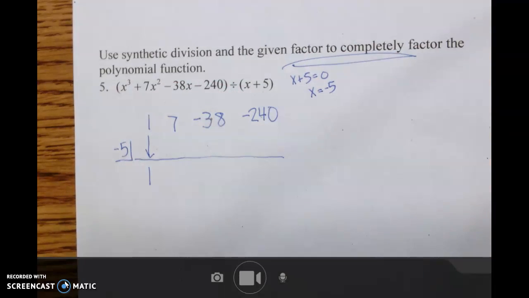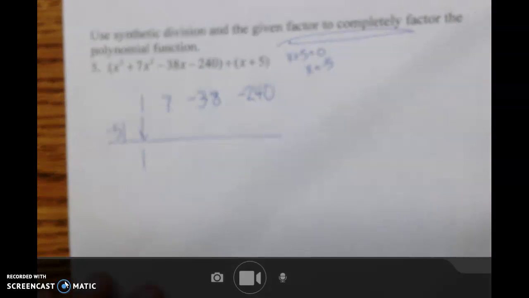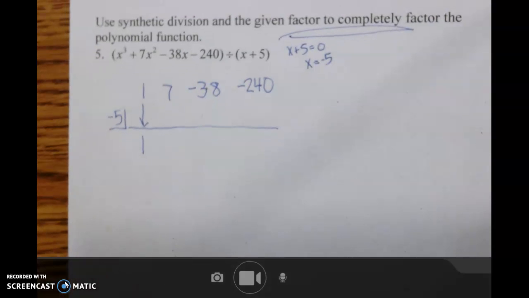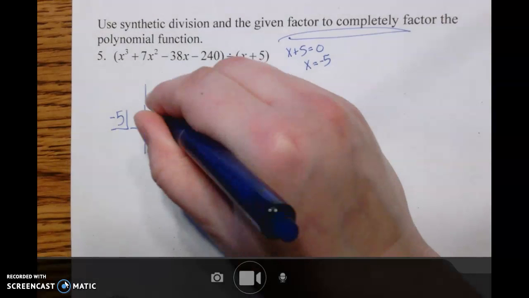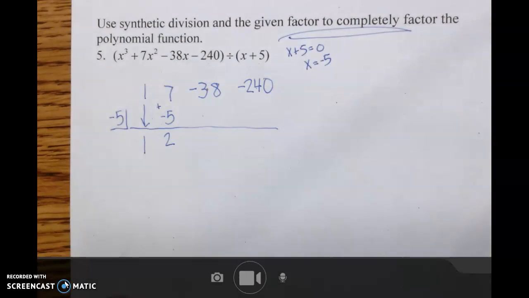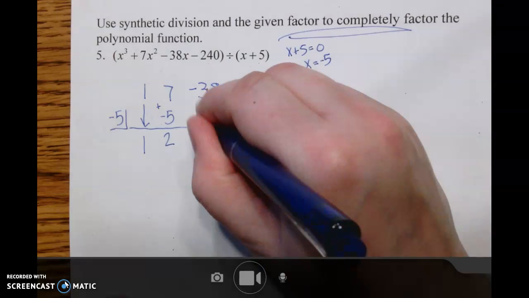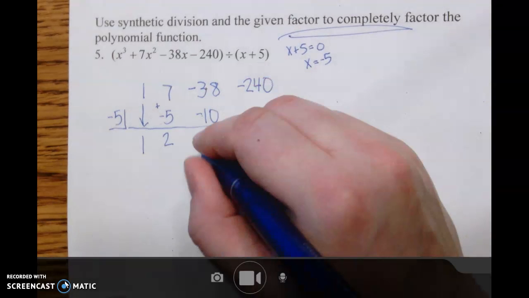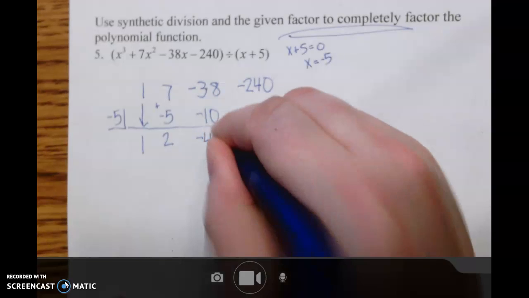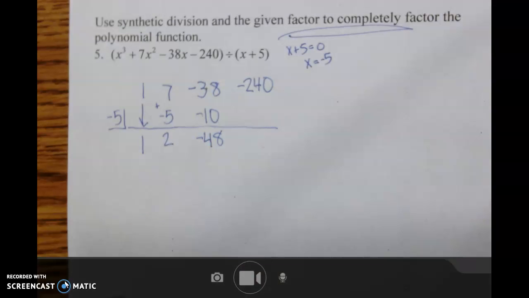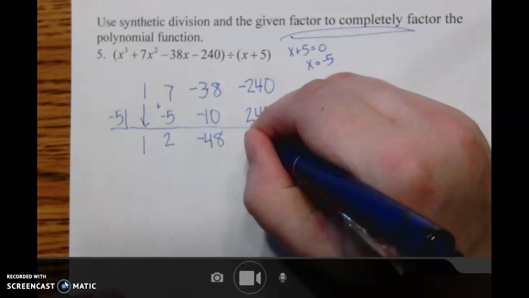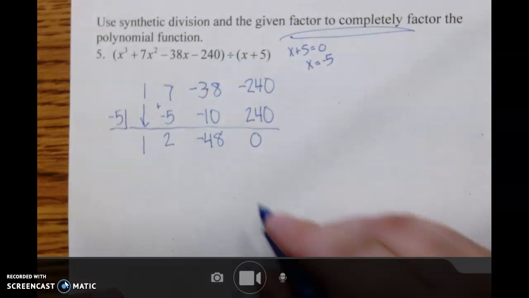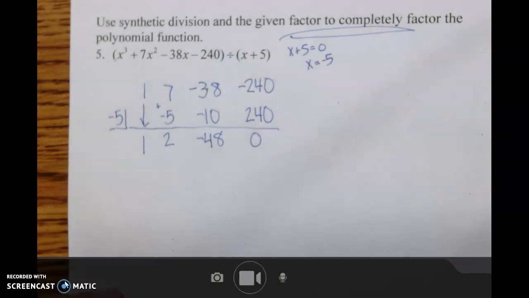Our first term comes straight down, so the 1 comes down. And we're going to multiply now. So 1 times a negative 5 is a negative 5. We add down to get 2. 2 times a negative 5 is a negative 10. We add down to get negative 48. Negative 48 times negative 5, well, that gives you 240. Add down and you get 0. And if you need to, you can use a calculator.